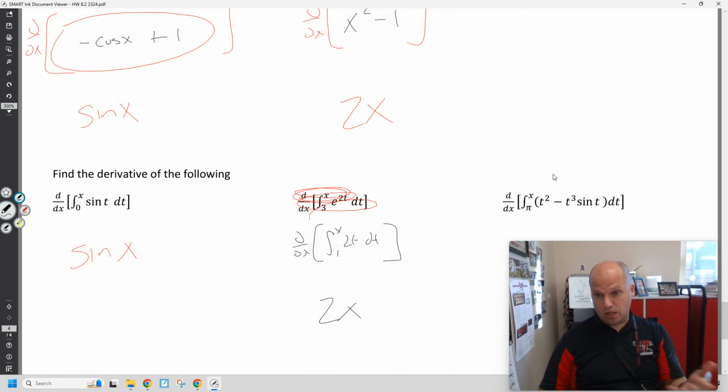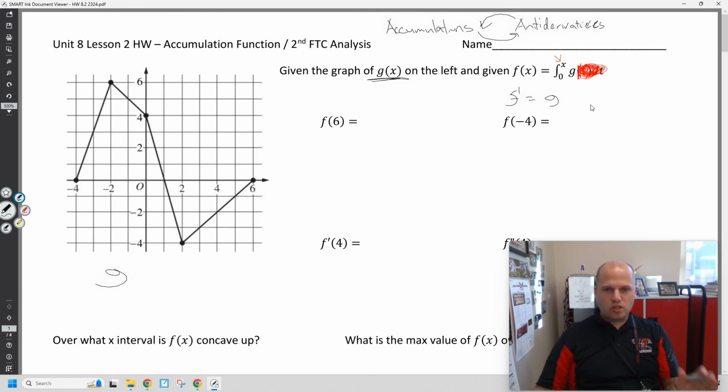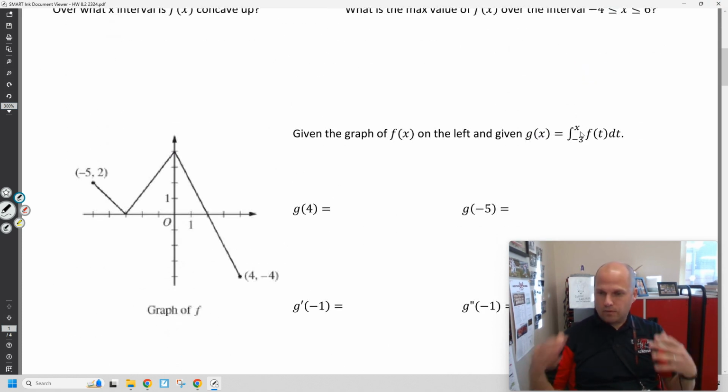Don't worry about, I don't get this last page. It's really not a big deal for now. As long as you understand if you take a derivative of an accumulation, because accumulations and antiderivatives go hand in hand, it's like a derivative of an antiderivative, things go away.